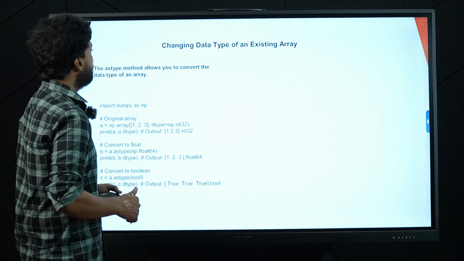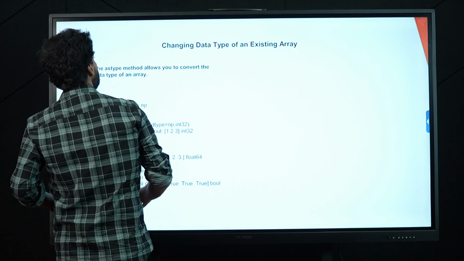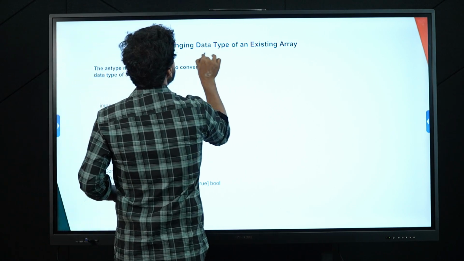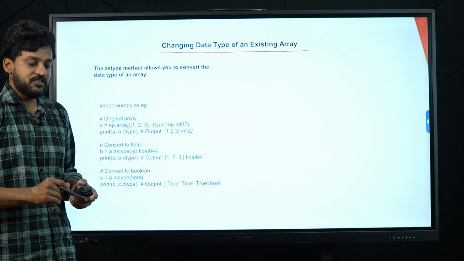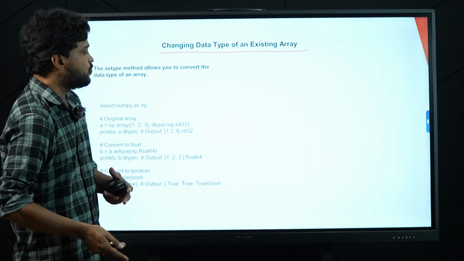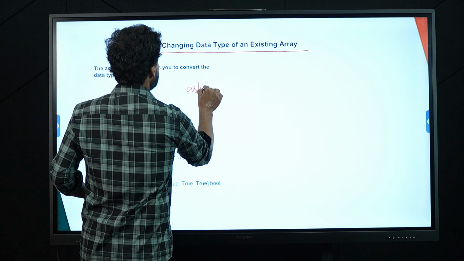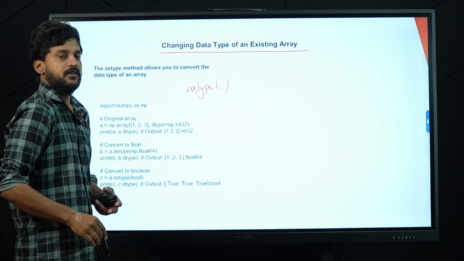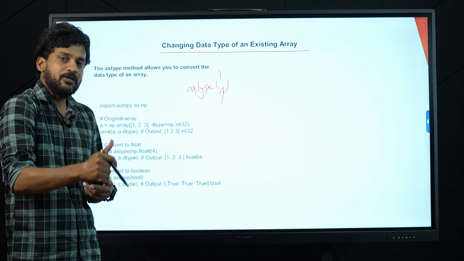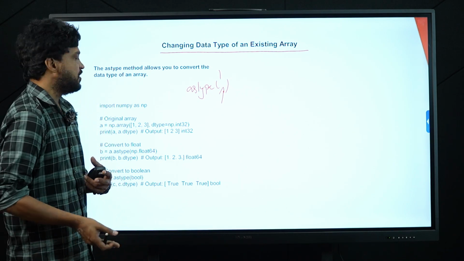Next thing is how we will be able to change the data type of an existing array. Now understand, when you create an array, you will be able to specify the data type. Right after you create the array and you want to change the data type, what is the method? There is one method called astype. Whatever type you want to cast to will be passed here as a parameter, and it will change the original data type of an array. How are we going to do it? Let us have a look.